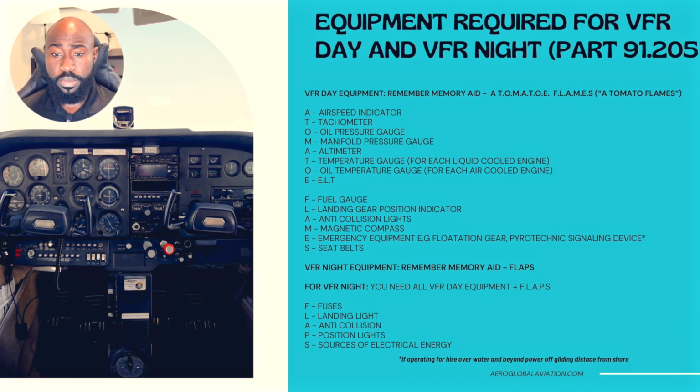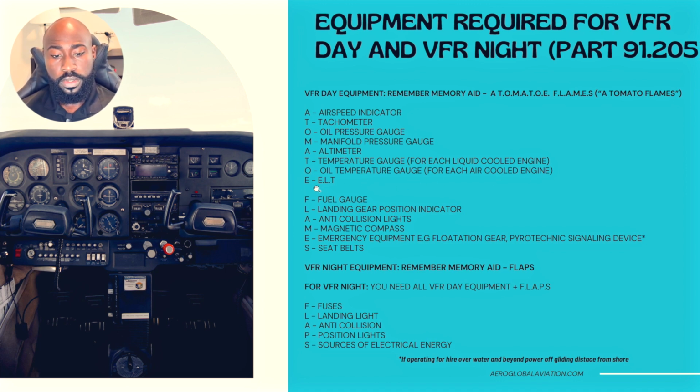There's an acronym here that can help you remember all this equipment. It's called A TOMATO FLAMES. The A tells you your airspeed indicator. It's one of the equipment items required for VFR day. The T is for the tachometer. The tachometer is what helps you measure the engine hours that we use for the 100-hour inspection. The O is for oil pressure gauge. The M is for your manifold pressure gauge. A is for your altimeter. The T is for your temperature gauge for each liquid-cooled engine. O is for your oil temperature gauge for each air-cooled engine.